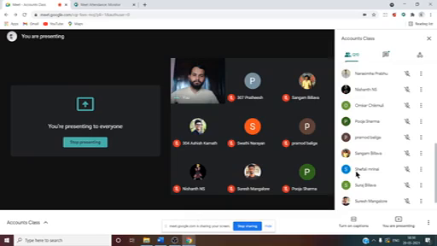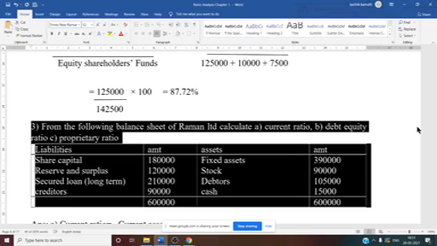From the following balance sheet of Raman Limited, calculate current ratio, debt equity ratio, proprietary ratio. You need to calculate only three items. Current ratio formula we know, debt equity formula also we know, proprietary ratio formula also we have discussed. Now asset side, one by one we need to see. Fixed asset directly given, so there is no confusion. Stock is what? Current asset. Debtor, current asset. Cash, current asset.